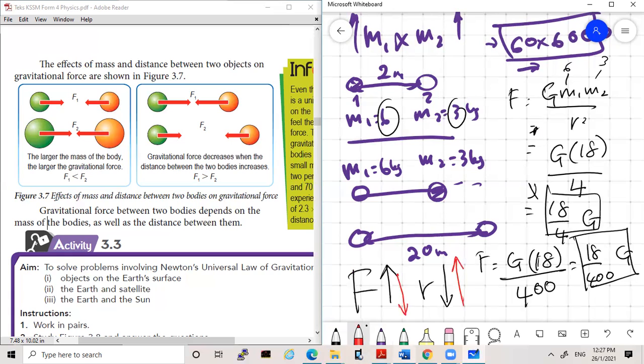What happens if we have the same distance but different masses, or the same masses but different distances? That is how we investigate by using this equation.